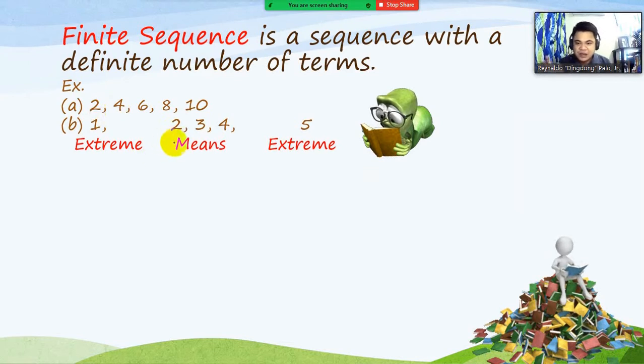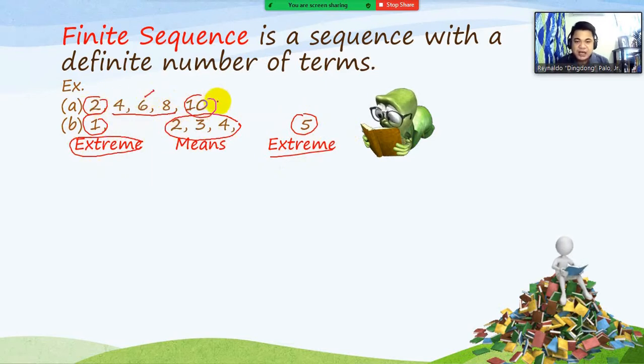If it is a finite sequence, there are two parts that we need to take note of. We have the means and the extremes. When we say means, these are the terms within the extremes. And the extremes are the outer terms. In this case, we have 1 and 5 as the extremes. And also, for example, 4, 6, and 8 are what we call means, and then 2 and 10 are what we call extremes.